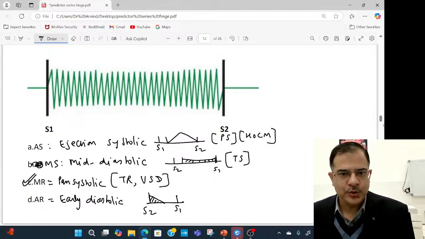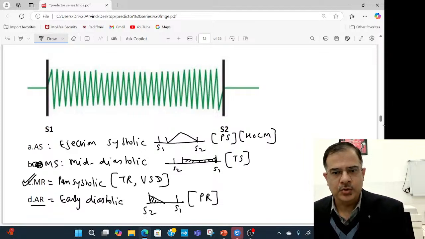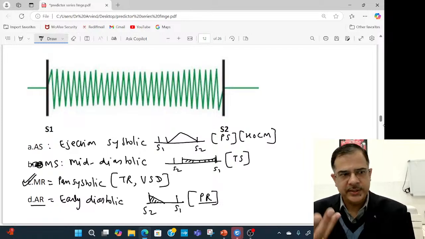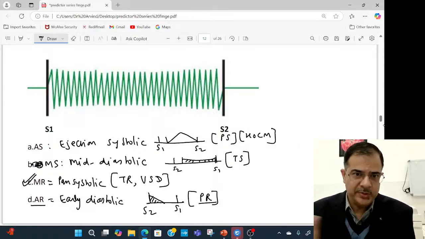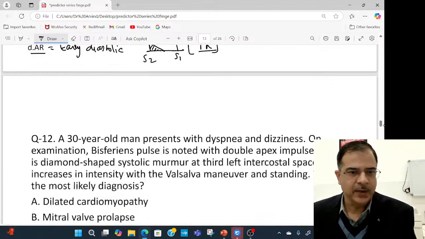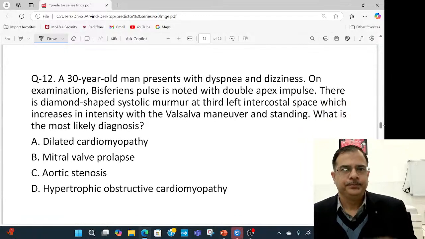Yes, early diastolic murmur. Other cause is pulmonary regurgitation. So right-side valvular disease will be pulmonary regurgitation. So this is an important page for you to revise all the valvular disease murmurs, which valvular disease causes which type of murmur. Yes. Now come to question number 12.